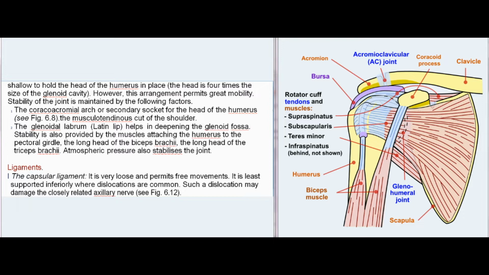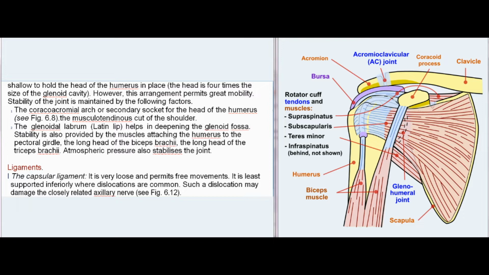1. The coracoacromial arch, or secondary socket for the head of the humerus, see Fig 6.8, the musculotendinous cuff of the shoulder. 2. The glenoidal labrum, Latin for lip, helps in deepening the glenoid fossa. Stability is also provided by the muscles attaching the humerus to the pectoral girdle, the long head of the biceps brachii, the long head of the triceps brachii. Atmospheric pressure also stabilizes the joint.